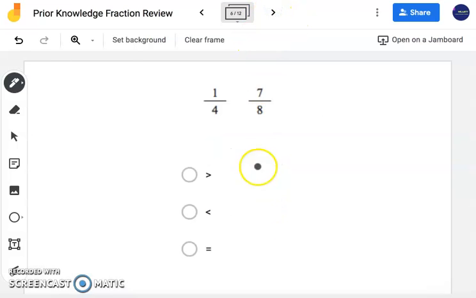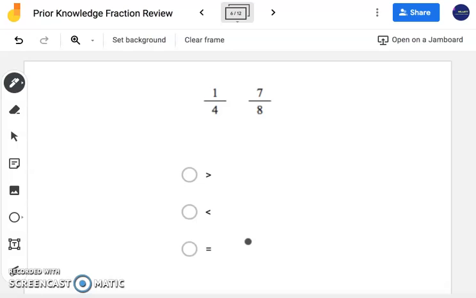In this problem here, we have 1/4 and we have 7/8. Your goal is to select: is 1/4 greater than, less than, or equal to 7/8? So you're ultimately comparing these two fractions. Now there's many ways that you can do this.